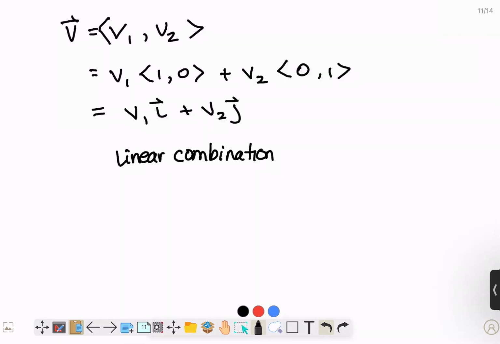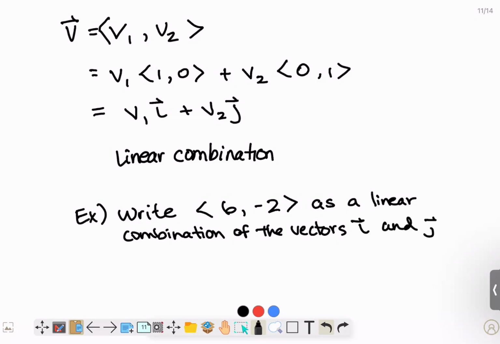So just for a quick example, if we wanted to write a vector as a linear combination, we would just separate the components. So we would have 6 times the unit vector i plus, or you could write it as minus 2, or we could say plus -2 times the vector j.